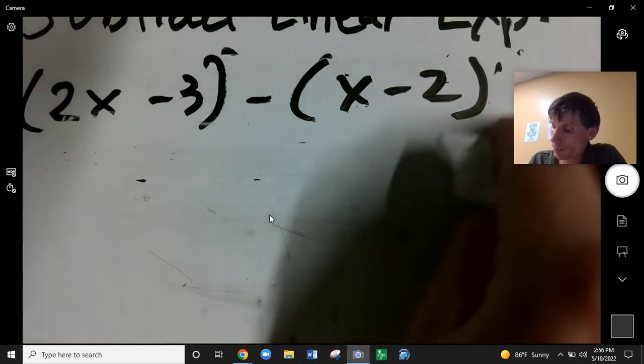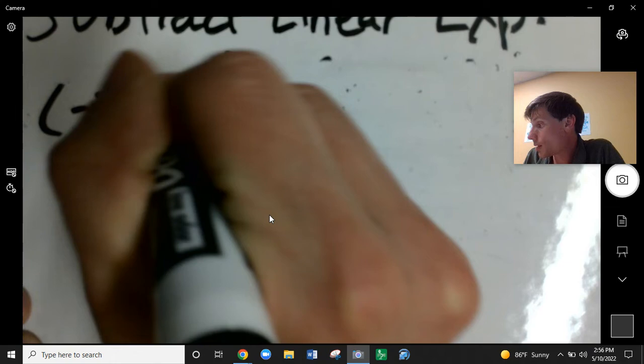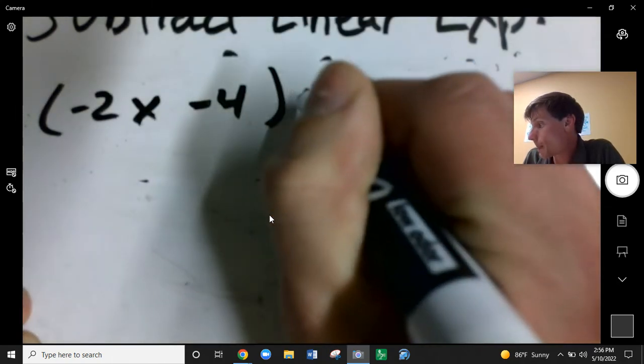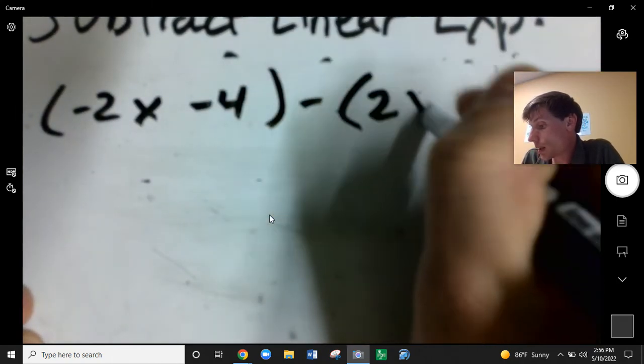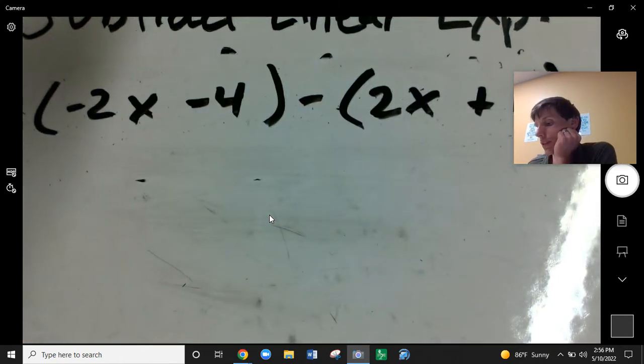Let's look at some more. All right, so if we say negative 2x minus 4, subtracting from that 2x plus 1. Okay. All right, so we have some negatives and positives.